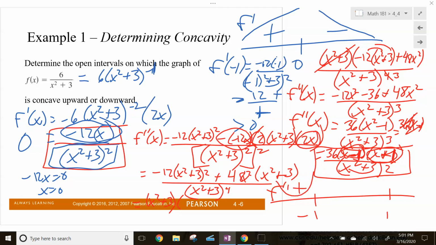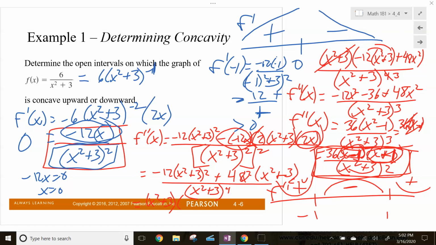The original function is concave up until negative 1. Plug in 0, you get negative. So you'd be concave down. Plug in like a 2. Again, I'm plugging it into f double prime. Plug in like 2, you'd be concave up. Again, I apologize for my limited window here. Okay, but let's show you a picture of this here.